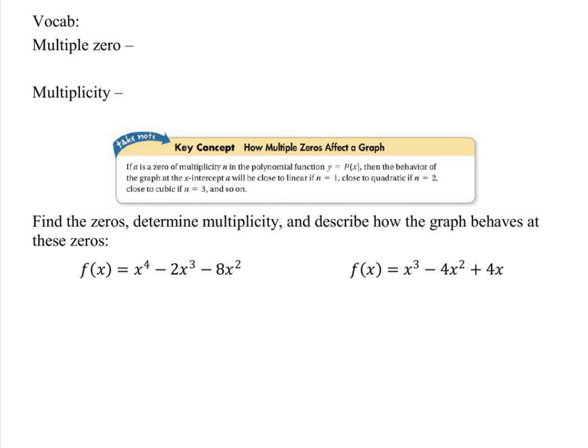Okay, so a multiple zero, like we just saw, is a repeated factor in a polynomial. If I have a repeated factor in a polynomial, then I wind up with a repeated zero, and that's what makes a multiple zero.